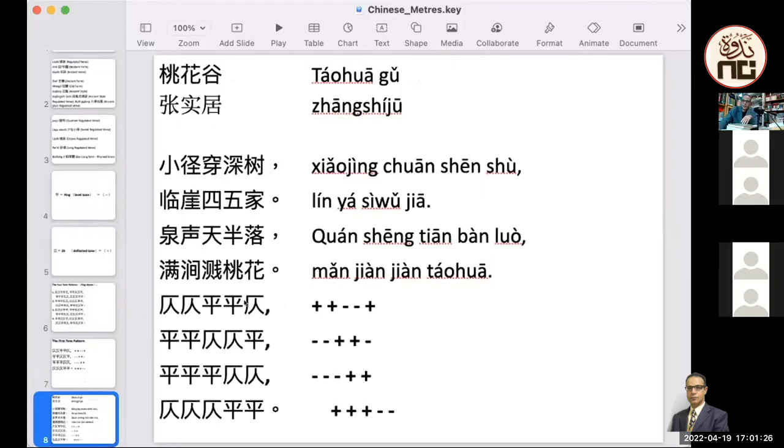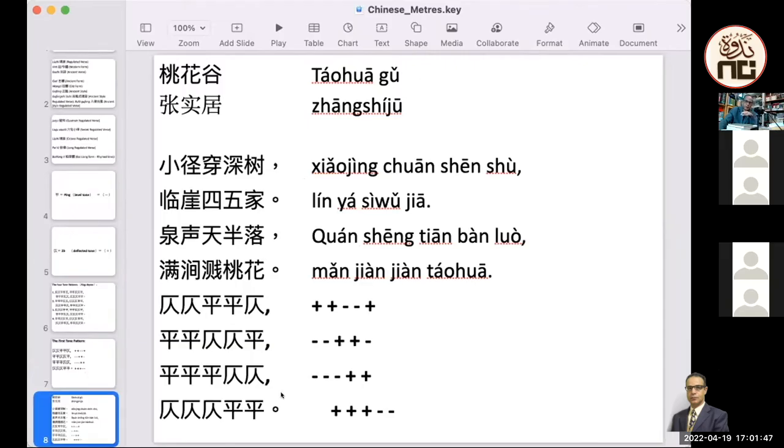Let's take this poem, for example. If we read this poem and try to convert all the tones into ping and zi, we will find it exactly matches the first pattern. Exactly. No deviation, no breaking away from any rule.